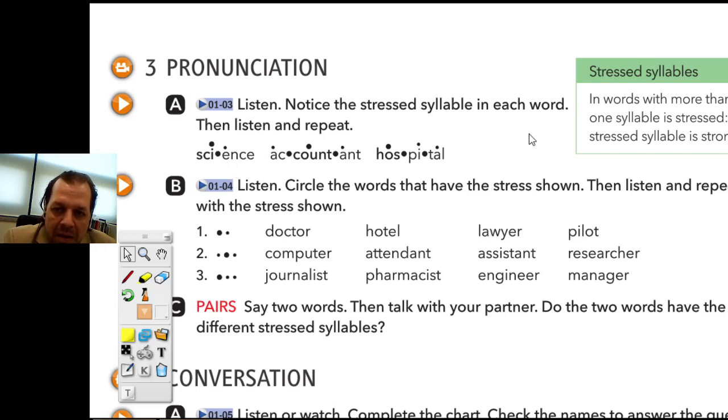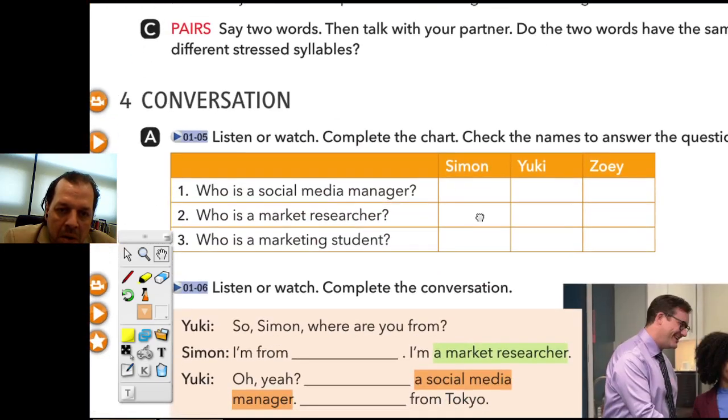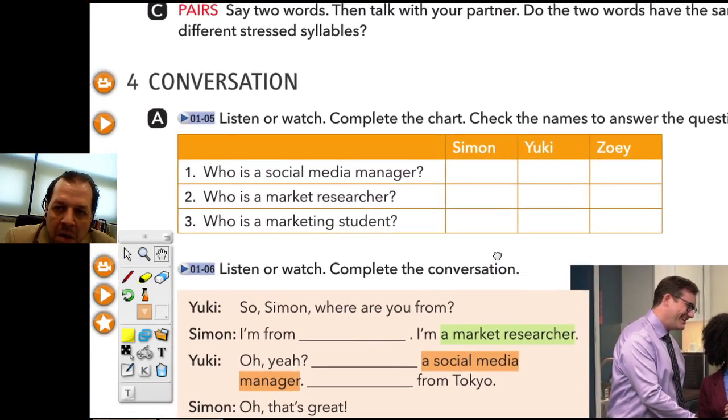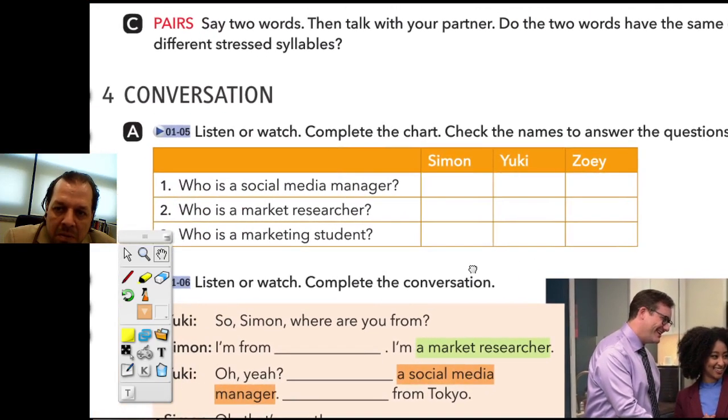Okay, you can listen to that again if you'd like. So which of these have the early stress? We're going to talk about that sooner than later. Which of these have the middle syllable stressed, and which of these words have the early three-syllable stress? Okay, let's keep looking down the page here. We have a conversation. We're going to listen and check the names which answer these questions.